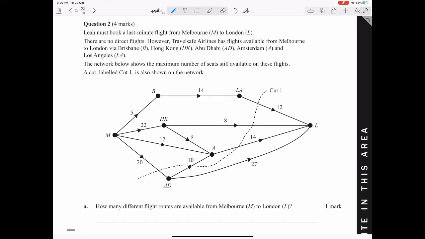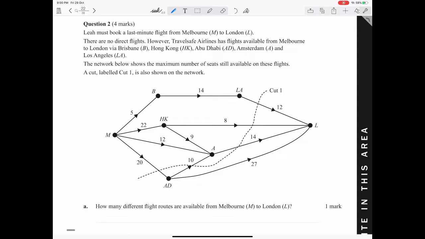Question 2, Lee must book a last-minute flight from Melbourne to London. There are no direct flights, however, TravelSafe Airlines has flights available from Melbourne to London via Brisbane, Hong Kong, Abu Dhabi, Amsterdam, and Los Angeles. The network below shows the maximum number of seats still available on these flights. A cut labelled Cut 1 is also shown on the network. How many different flight routes are available from Melbourne to London?